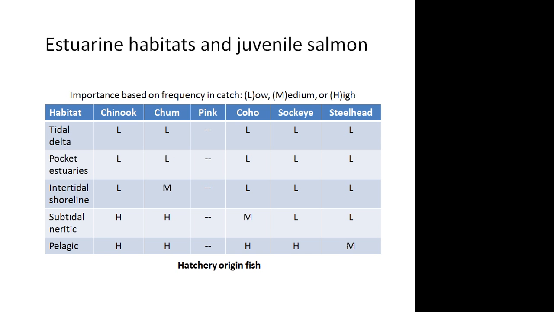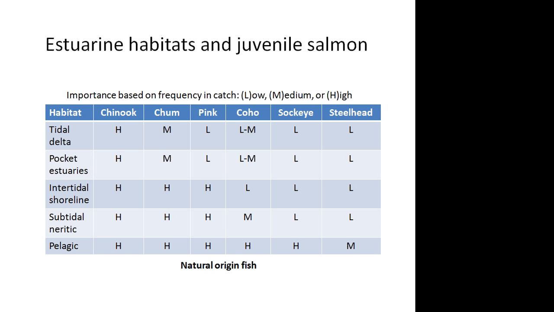What I've done here is summarize in a very basic way, looking at the number of different species across here and the number of habitat types here, based on frequency of catch, where you would expect the important habitats to be from a predictive standpoint. This is for hatchery origin fish. They're moving through these nearshore systems pretty quickly, and so the big signal is very much in the subtidal neritic and pelagic, but they would appear as blips or not at all in these shallower habitats.